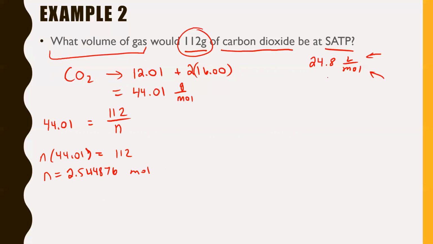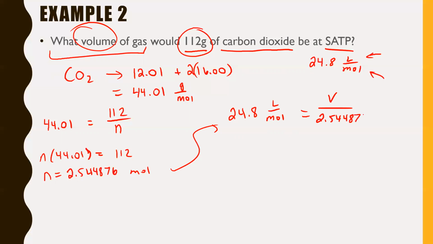Let's go back to this idea of molar volume, because ultimately we're trying to figure out volume here. So if we take this and look back at our molar volume, we know our molar volume is 24.8 liters per mole. So we should set this as some amount of liters. How about I just call it V for volume over some amount of moles, which we know now. It's 2.544876 moles. Whew.